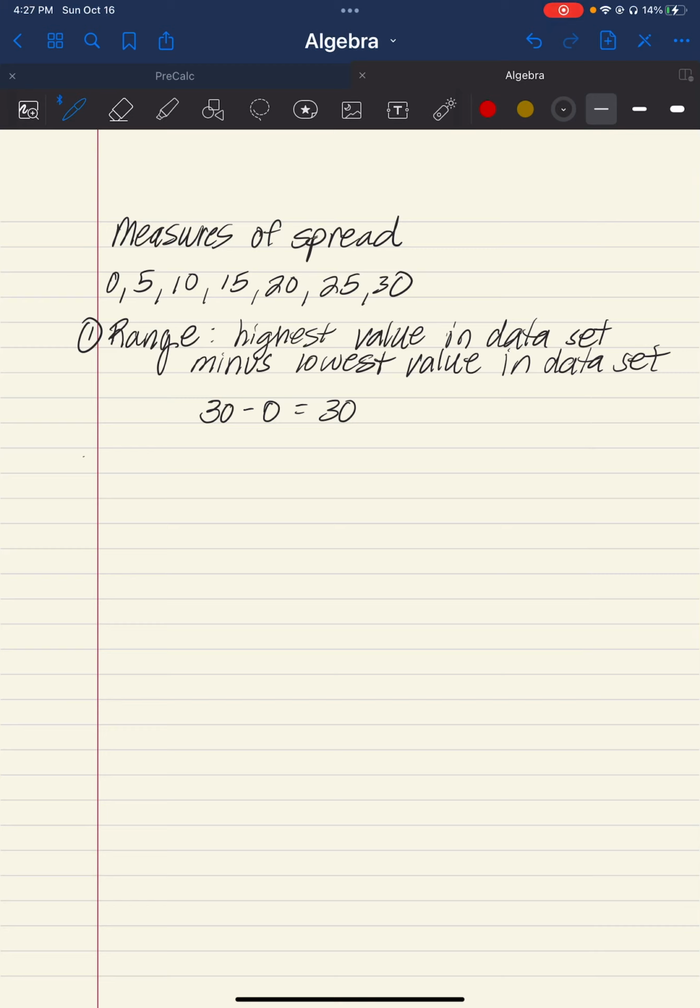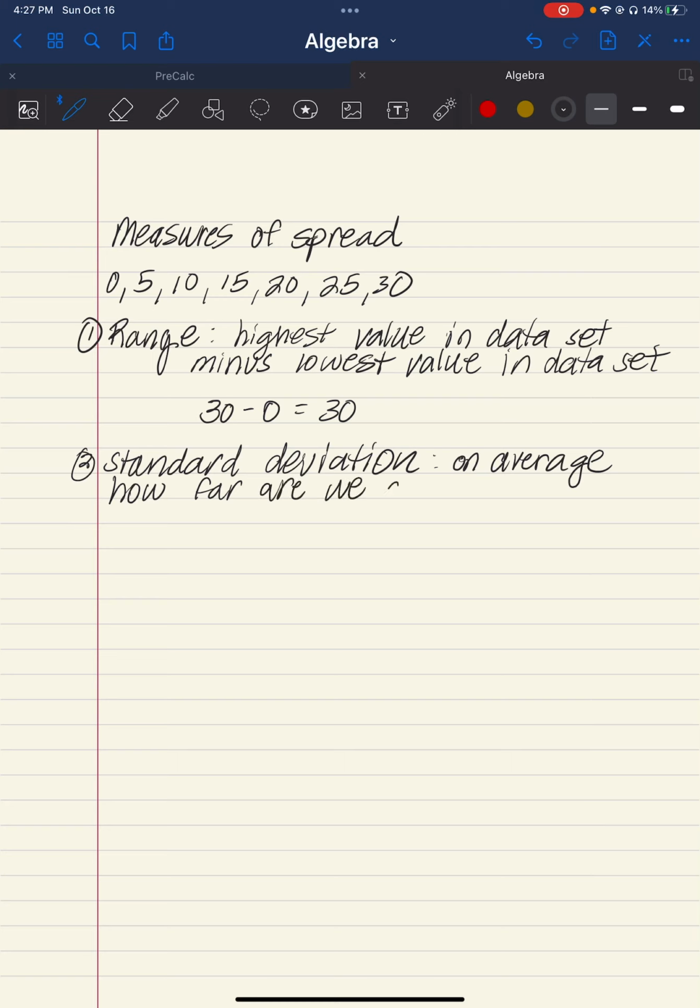A better way is something called the standard deviation. This is my favorite statistic. And a working definition of the standard deviation is: on average, how far are we away from average?